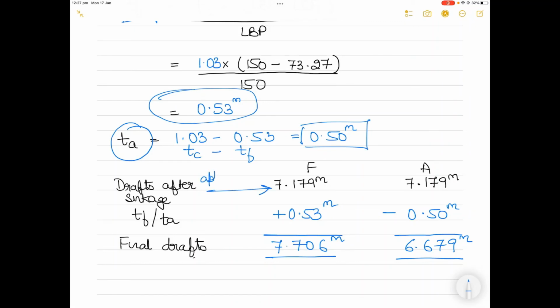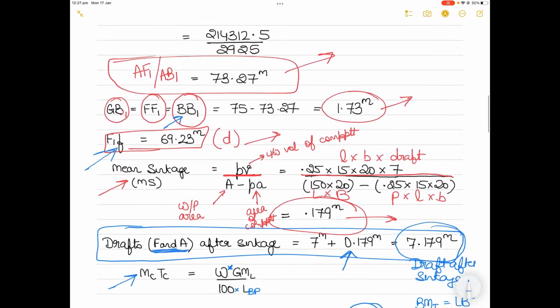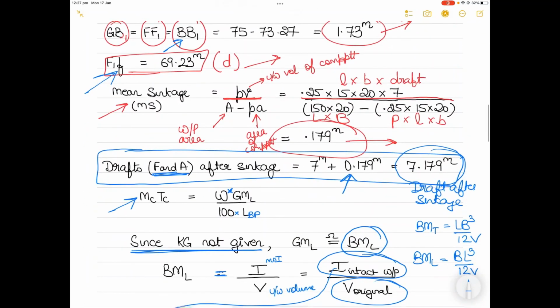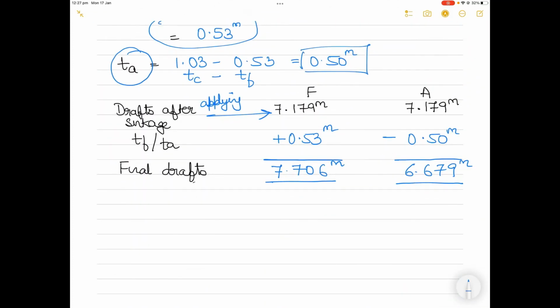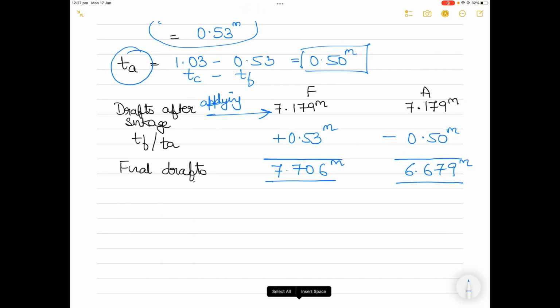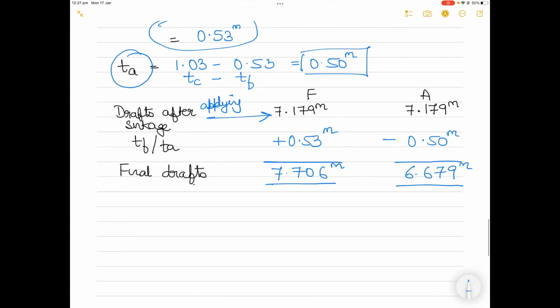So your drafts after applying sinkage, we applied sinkage earlier, remember, 7 meters, and we added 0.179 of sinkage over here. Just to show you again, where was it? Here, right? Drafts forward and aft after sinkage is 7.179 meters. Some people apply sinkage at the end, some people apply it at the beginning. I leave it to you what you want to do. It's the same thing. And then because the new center of buoyancy is aft of gravity, you will add the forward trim and subtract the aft trim.